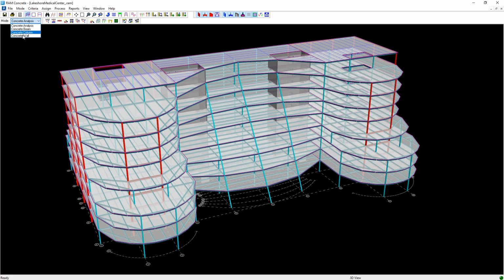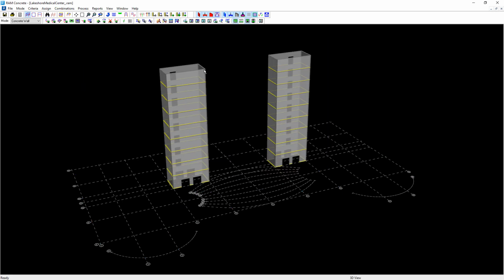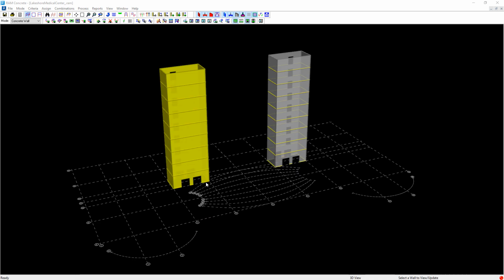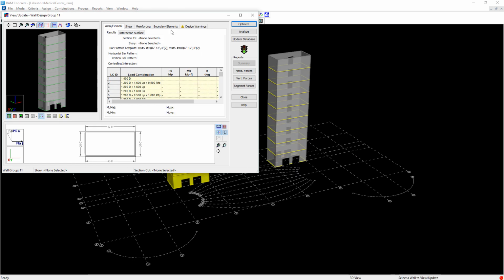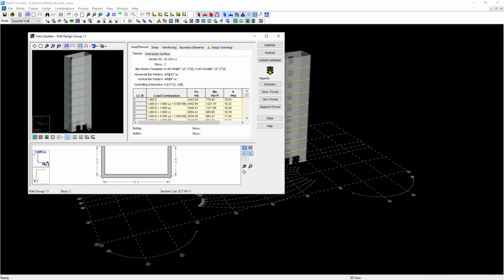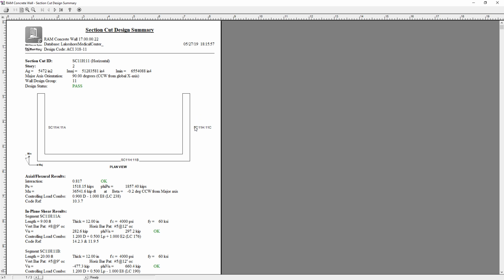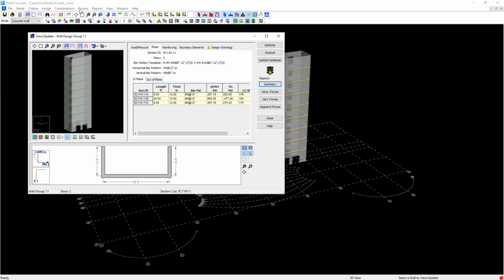Now we can likewise go into RAM Concrete and in particular the shear wall module, where we can look at the shear strength of the concrete walls. So we can select the section of wall that we want to obtain the values for. And looking at the report, we can see what the shear capacity is for that section of wall. So there are a lot of tools available in the RAM structural system to assist in the investigation of structural irregularities.